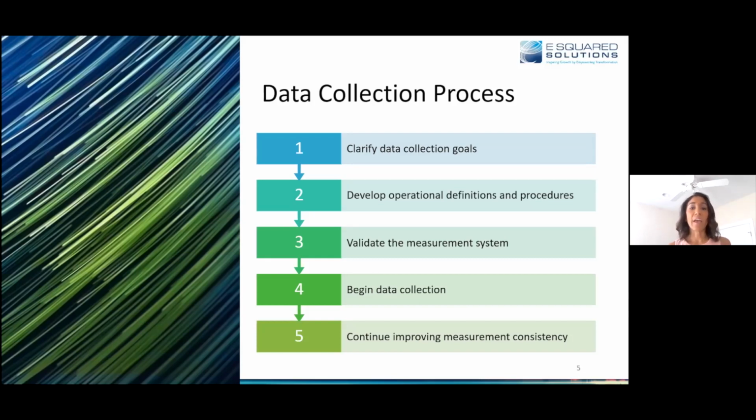Then we go ahead and begin that data collection and capture that data for, whether it's some period of time or for some sample. And then over time, really continue to improve our measurement consistency. So this is also something, depending on step number 3, validating our measurement system. If we find that there are some discrepancies, errors, missing information, whatever it might be, well, then what we want to do is still follow up and make improvements on how we're taking those measurements.